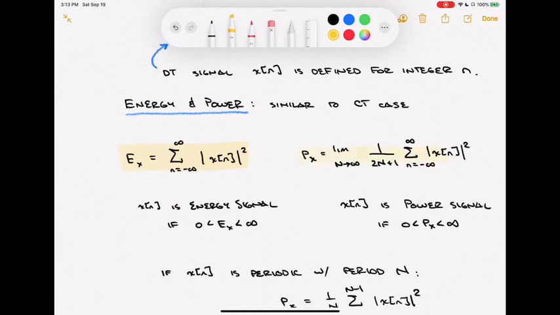Power is very similar. For power, we are looking at a normalized energy, so we're going to sum up the magnitude of x of n squared over all time, and then we're just going to divide by the number of points. So we'll divide by 2N plus 1, and take the limit as N goes out to infinity. You might wonder why that plus 1 is in the denominator there. That plus 1 is just because 0 is a placeholder. One of the things that we're going to find with discrete time signals is that individual points matter in ways that they just didn't for continuous time.